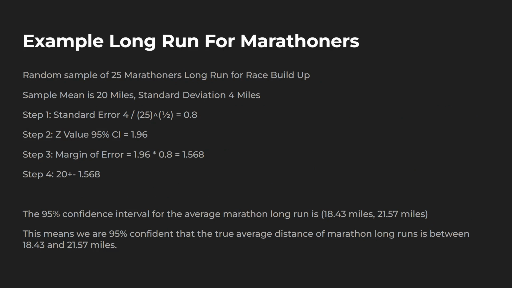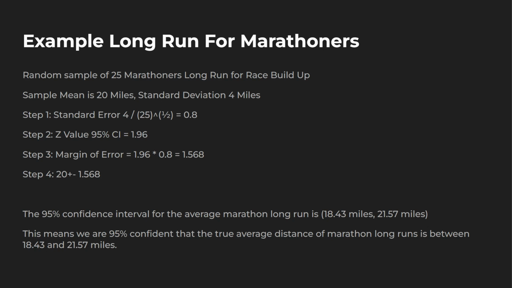All right, so here is the example for calculating a confidence interval. Imagine we have a random sample of 25 marathoners who are building up towards the marathon distance. You find with these 25 marathoners that the sample mean is 20 miles and there is a standard deviation of 4 miles. So the first thing we're going to do is calculate our standard error. Take 4 divided by the root of 25. You find that to be 0.8.